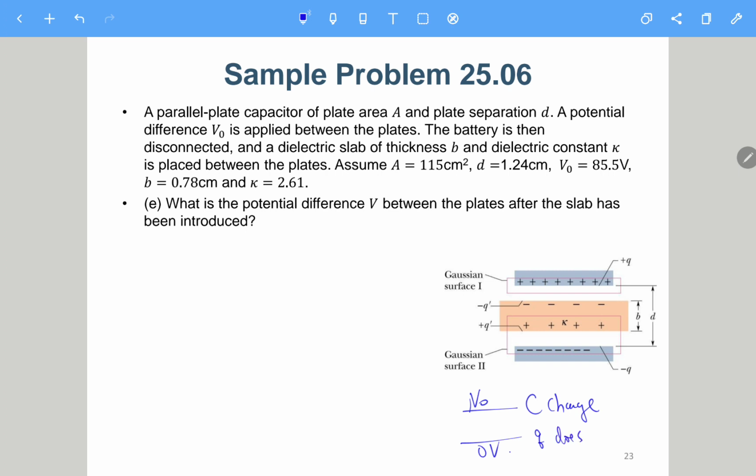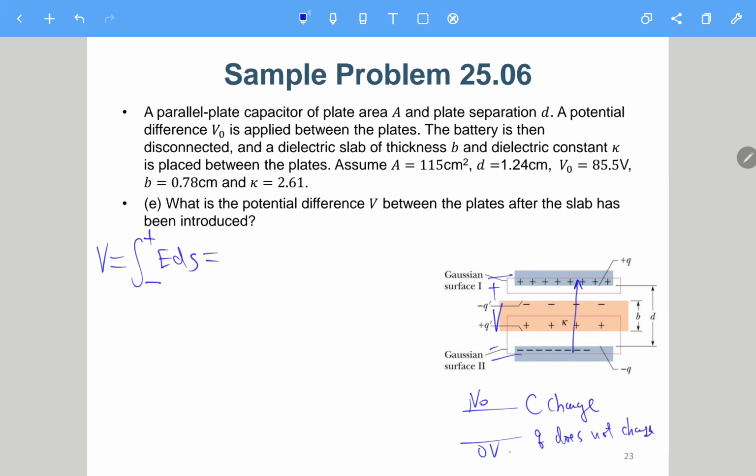Q doesn't change, which means that the voltage, the potential difference, should change. So V should have changed. In that case, we calculate the new potential difference between this plate and this plate. Let's call it V. V will be the integration of E ds from negative to positive, which means the path is from here to there.